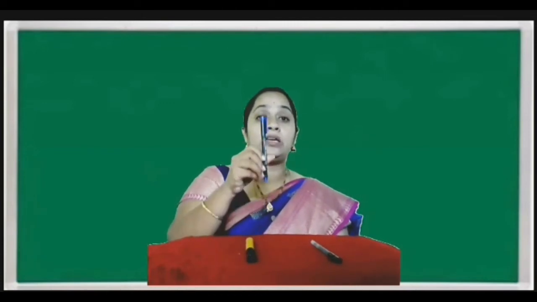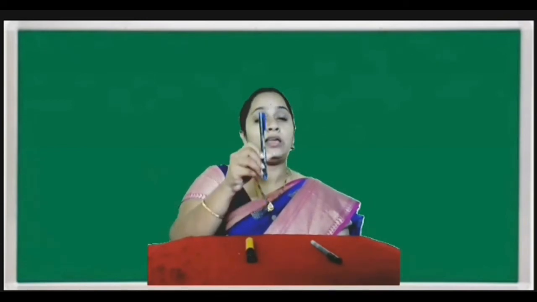See children, here we have three pens. How many pens? Three pens. In these three pens, the first one is thin. It is a thin pen. Now coming to the second one, it is a little bit thin than the first one. So we can say it is the thinner pen. It is the thinner pen than the first one.